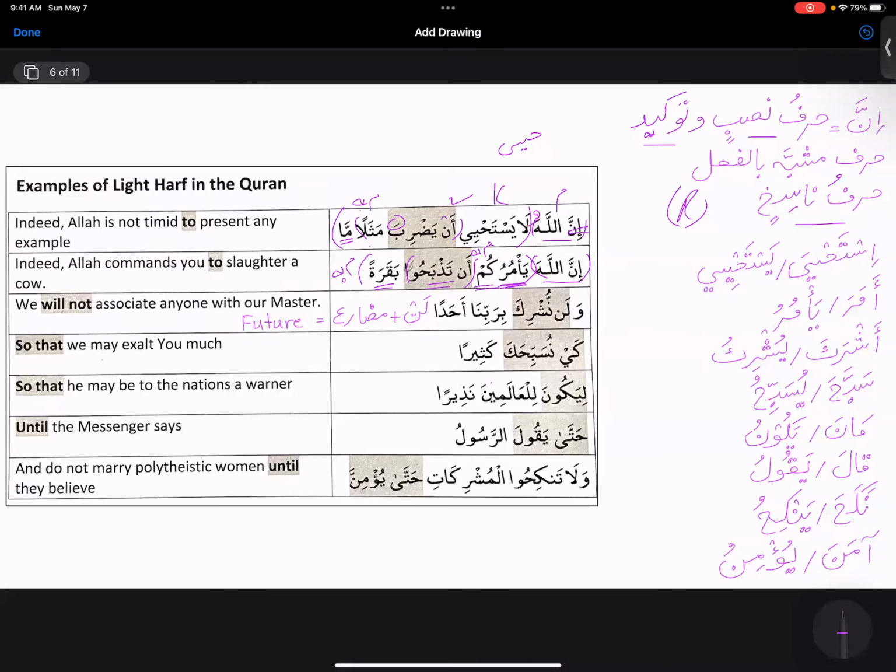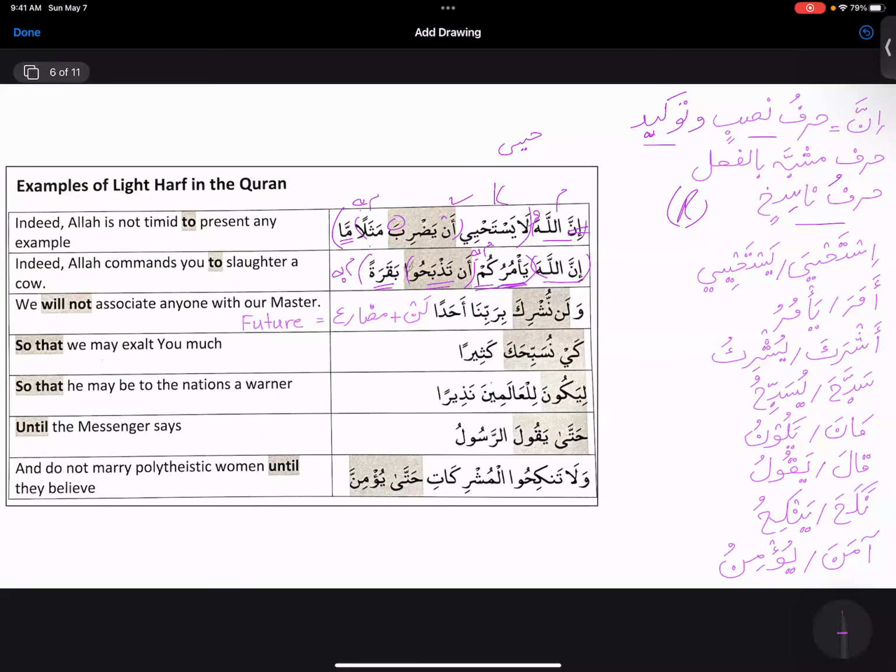Nahnu, very good. Okay, then, Rabbina. Jar Majrur. Rabbi, and Rabbina is Mudaf, Rabbina is Idafa. Exactly. So, two things, okay? Jar Majrur plus Idafa. Idafa fragment. And Ahadan? Mafulun bihi. Alhamdulillah.